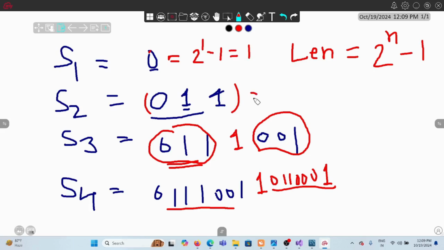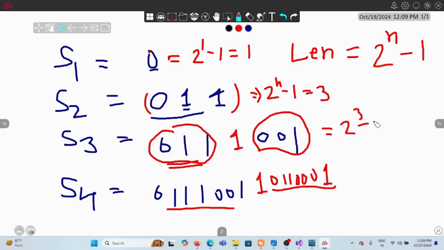Similarly, you can check here, it should be 2 to the power 2 minus 1 because we are taking the nth string. So 2 to the power n minus 1, which would be 2 to the power 2 minus 1, which is basically 3. Similarly, you can check here as well. So n equal to 3, so 2 to the power 3 minus 1, so what is the size?